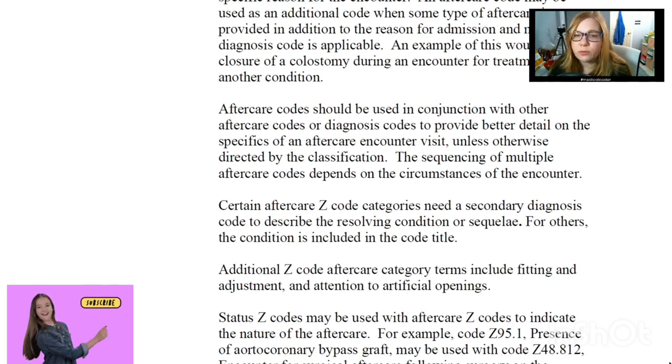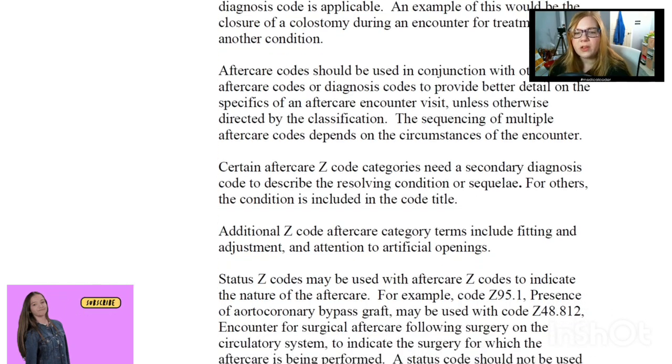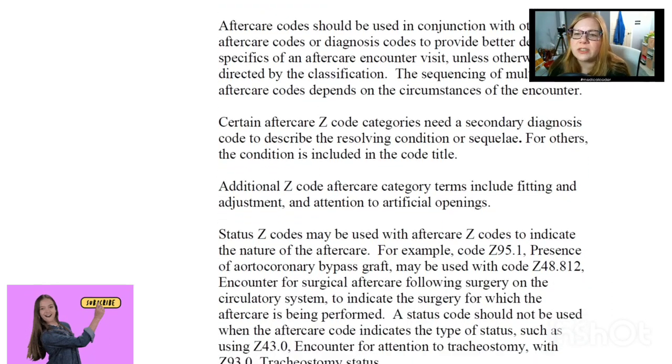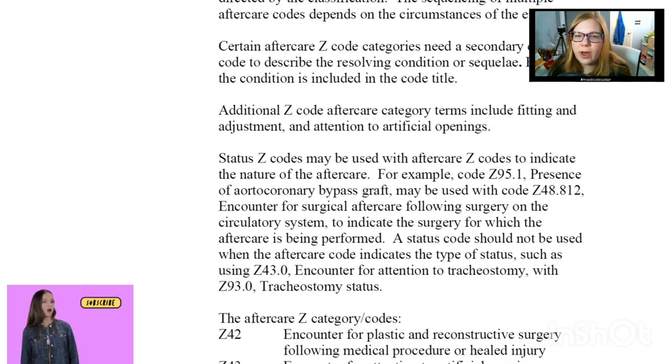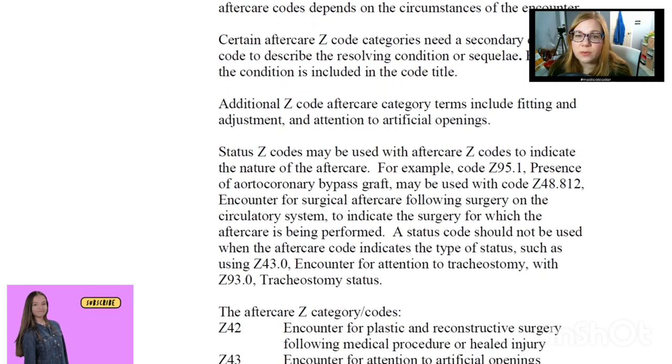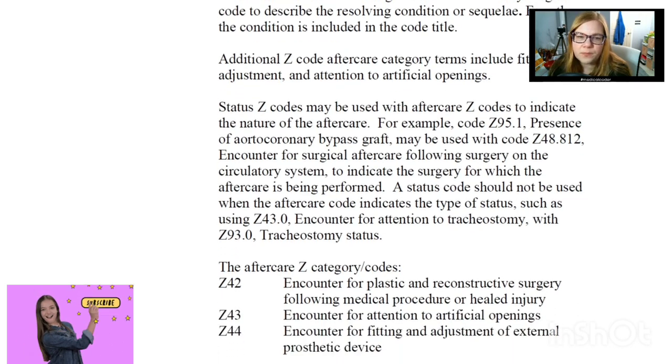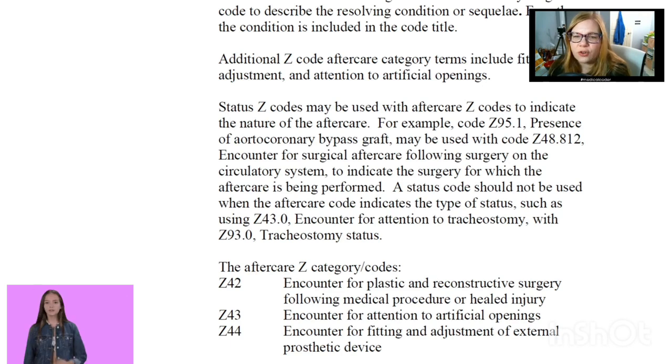The sequencing of multiple aftercare codes really depends on the circumstances of that encounter. Certain aftercare Z code categories need a secondary diagnosis code to describe the resolving condition or sequela. For others, the condition is included in the code title. Additional Z aftercare codes include fitting and adjustment or attention to artificial openings. Status Z codes may be used with aftercare Z codes to indicate the nature of the aftercare.